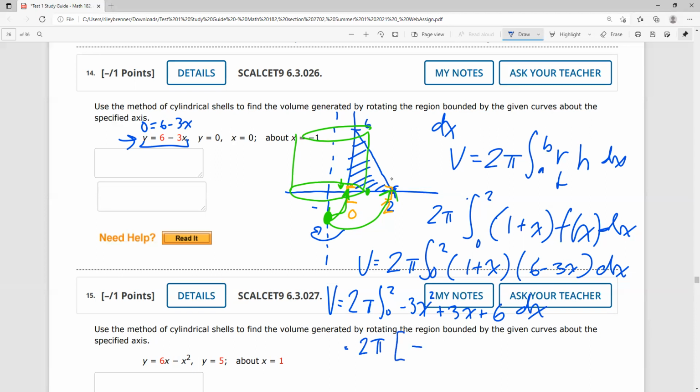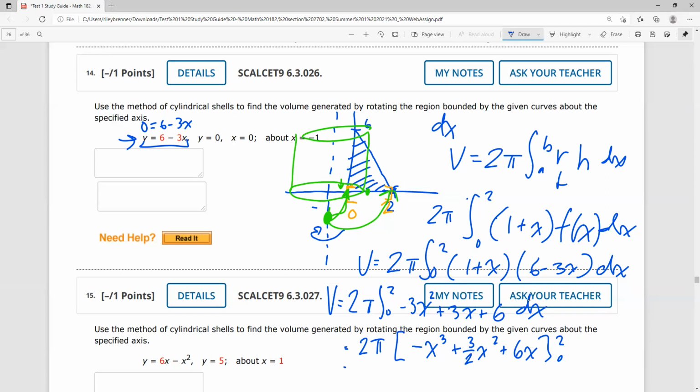That's nice. So this would be negative x cubed plus 3 over 2 x squared plus 6x, and then from 0 to 2, right? You can realize that 0 doesn't do anything. It'll just be 0. So you can just plug in the 2.